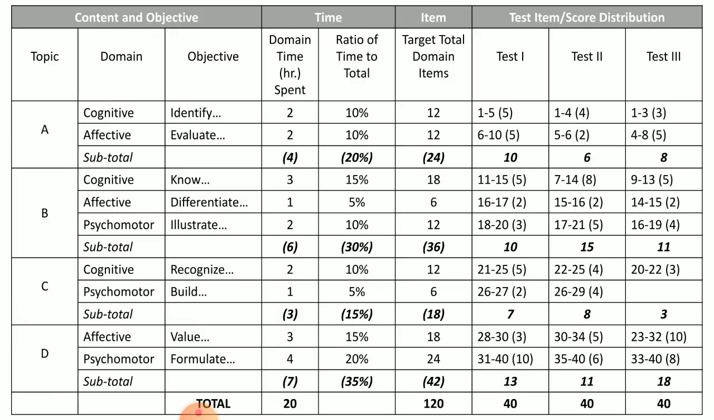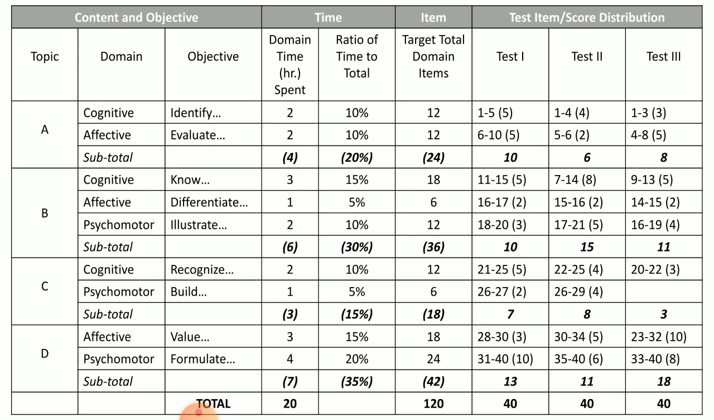So we have here an example of a comprehensive table of specification. As discussed a while back, the three basic elements are the content, time, and the items. Under content, we have the topic, domain, and objective. For example, you have discussed 4 topics within the period of assessment. So we have topics A, B, C, and D.